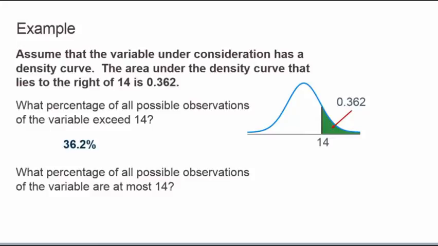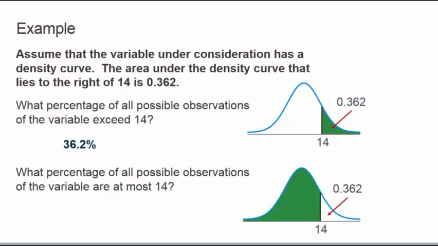Next, we want the percentage of all possible observations of the variable that are at most 14. So we have our normal curve again. We still have the line at 14. This time we've shaded to the left since the observations are at most 14. We know from the original problem that the area to the right is 0.362. The area under the density curve equals 1. I can find the area to the left by taking 1 minus 0.362, which is 0.638, and change that to a percent. I have 63.8%.